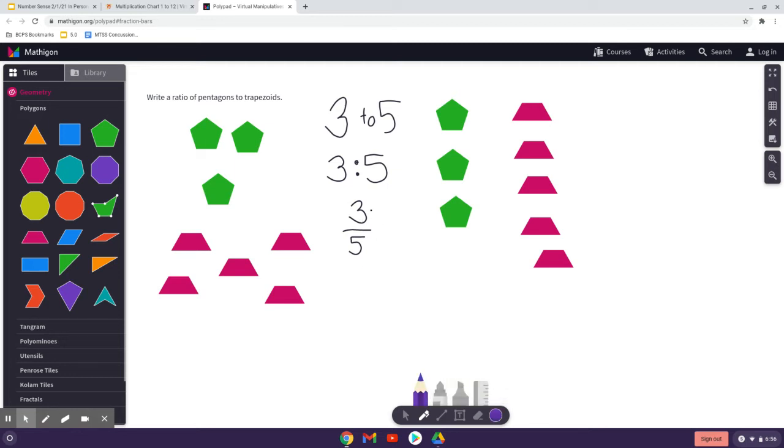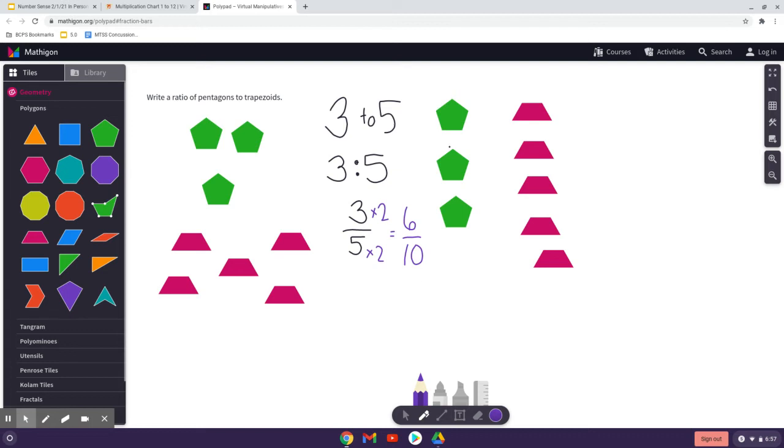So now if I have 2 times the amount, I'm going to basically multiply the 3 by 2. And now I'm going to have a total of 1, 2, 3, 4, 5, 6 of my pentagons. And then I would have twice as many of my trapezoids. And that would give me 5 times 2, or 5 plus 5 is 10. So this would give me an equivalent value here of a 6 to 10.